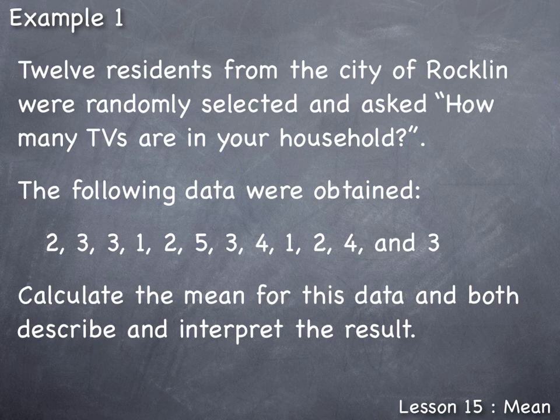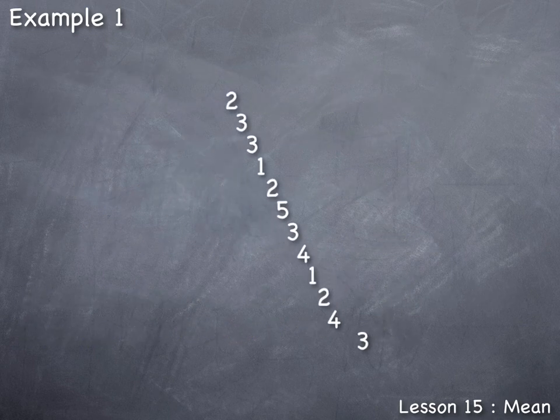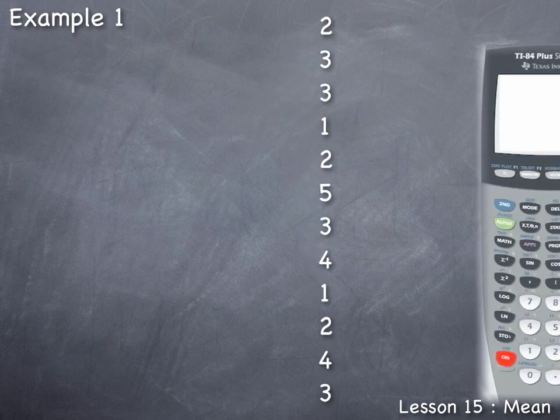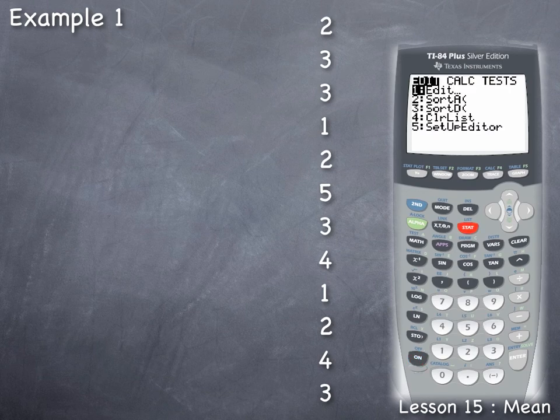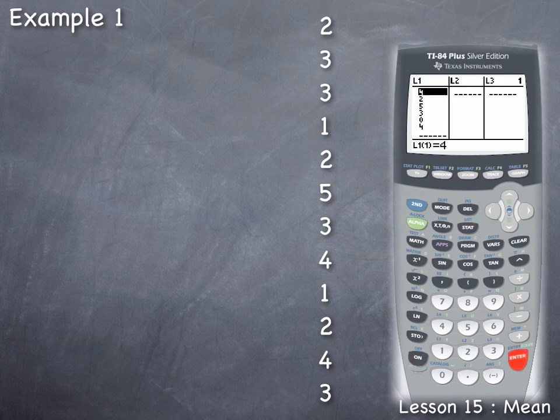Well, we could use our TI-84 calculator to calculate the mean for this data. And then after we do so, we will then use words to describe and interpret the result. In order to use the calculator to calculate the mean, we first need to enter the data into the calculator. To enter data into the TI-84 calculator, you press Stat, Enter, to enter the list editor.